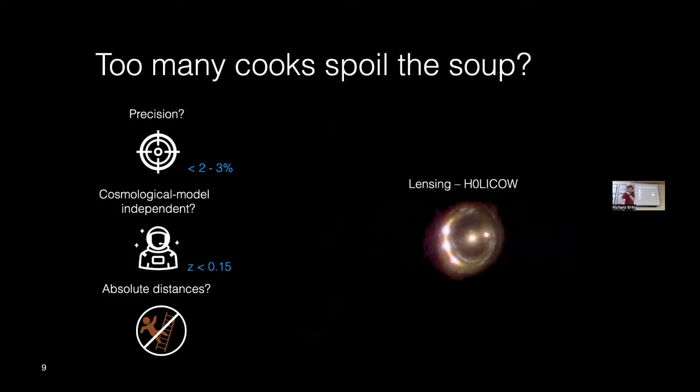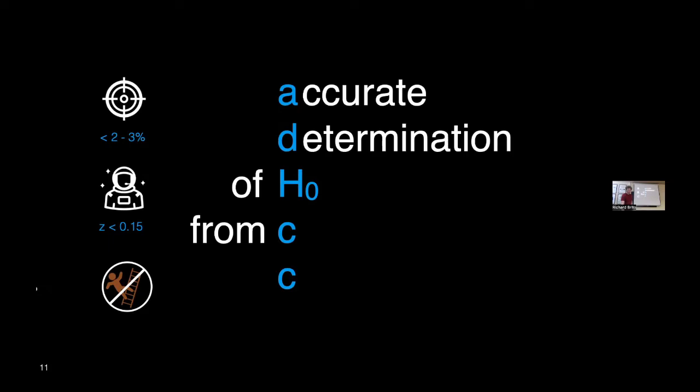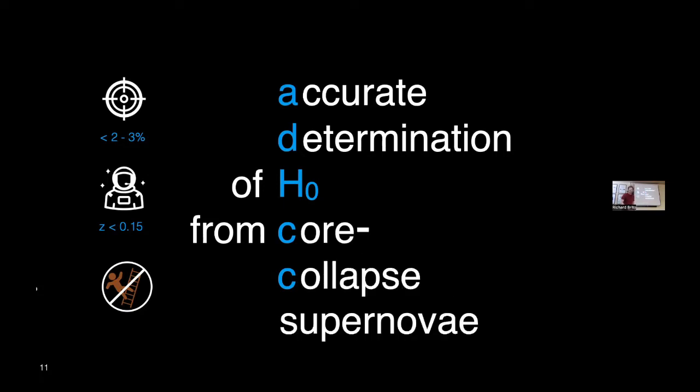Strongly lensed quasars are absolute, and also precise enough, but typically lensed quasars are at redshift around 1 or 1.5, so they don't really fulfill this local requirement. So if we wanted an ideal solution, a method that fulfills it all, an ad hoc solution for all that, you can go to ADHOC, which stands for accurate determination of H0 from, no, not from crazy cosmologists, from core collapse supernovae.